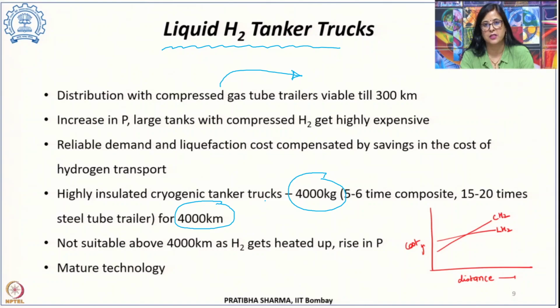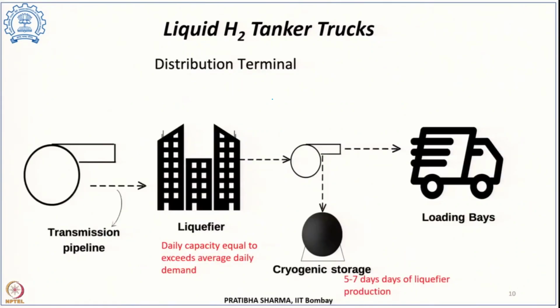For a long distance, the truck will move beyond 4000 kilometers, the temperature will rise, and the boil off will start. So for a certain distance this liquid hydrogen tanker truck is useful, but beyond that distance it is not useful. So the distance is also important, from which places to which places you are carrying or transporting hydrogen.